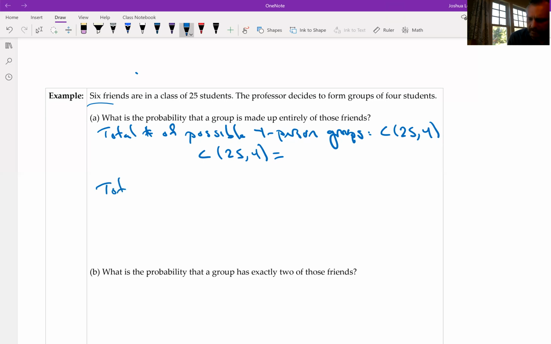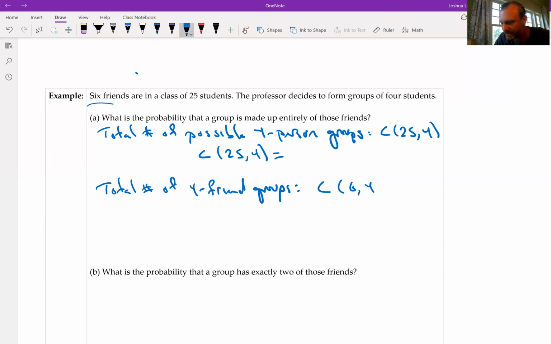So the total number of 4 friend groups. In other words, from those 6, how many ways can 4 of those be in a group? Well, now we're picking just from the set of friends, right? Okay. And so we can go compute those. Let me pull up my fancy calculator here, and let's see what we get.